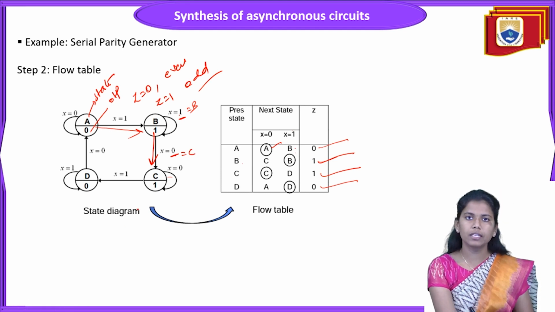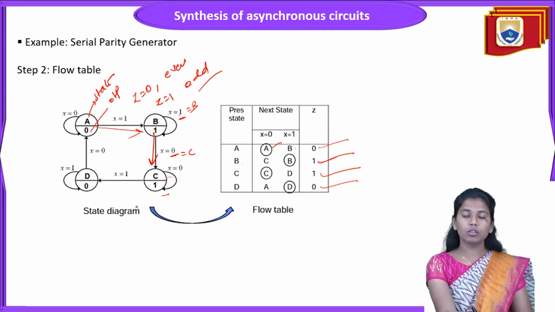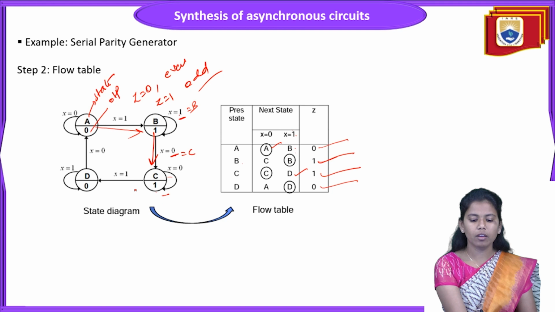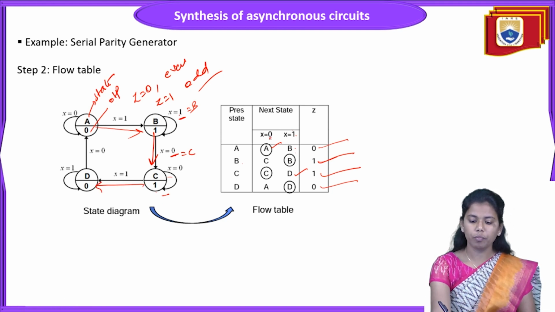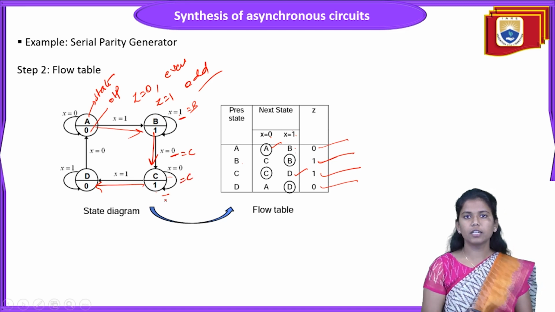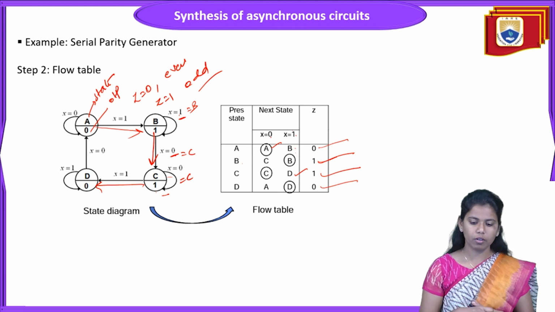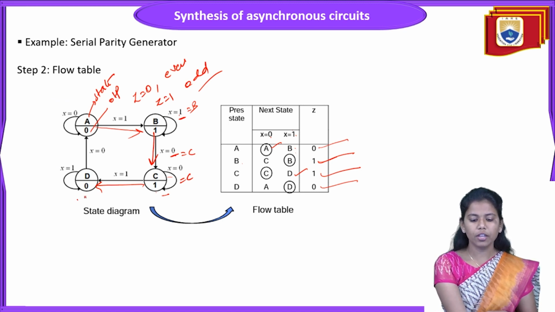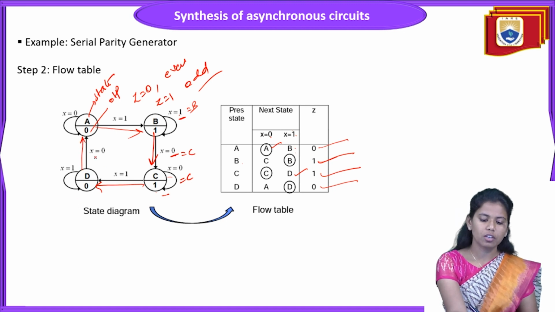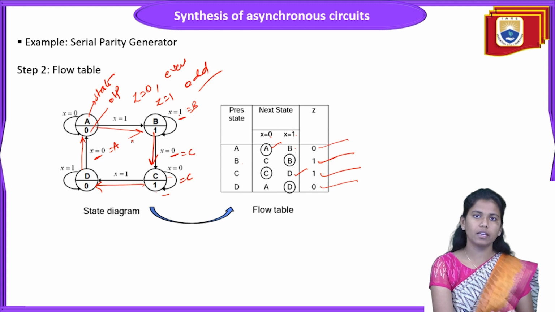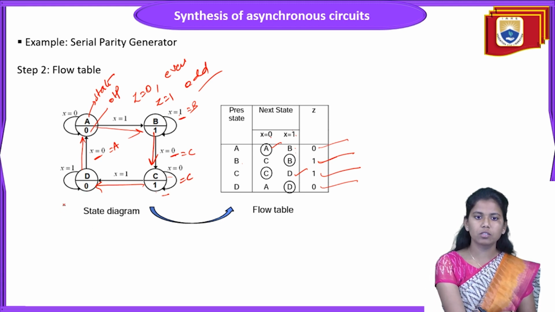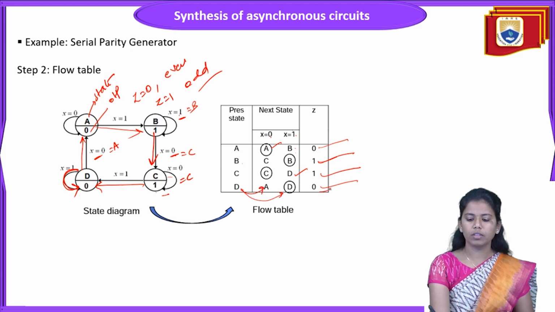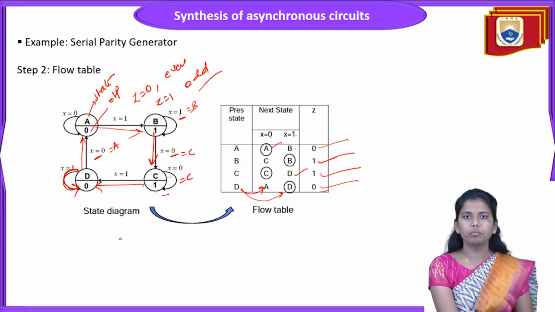Considering state C, when x is equal to 1, it takes its transition towards D, but when x is equal to 0, it stays in its own state. Then for state D, when x is equal to 0, it takes its transition towards state A, but when x is equal to 1, it stays in its own state D. That is how a flow table can be drawn from the state diagram.